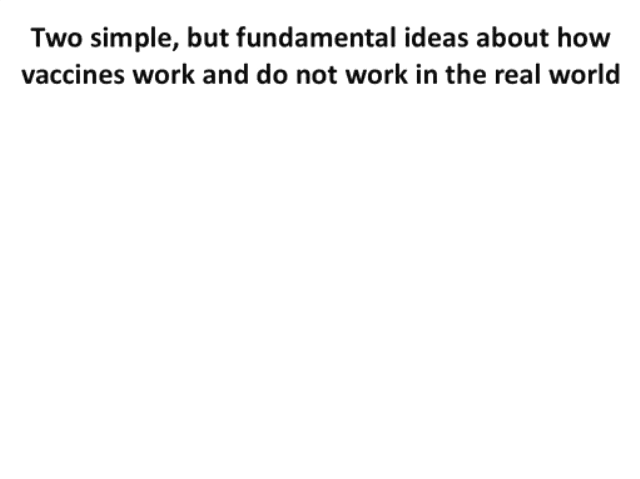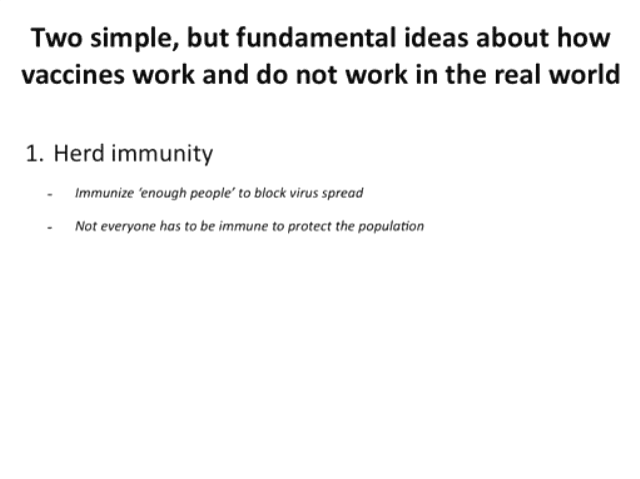So here are two ideas about how vaccines work and don't work. First is herd immunity, which is an often misunderstood concept. And all that means is that you immunize enough people to block the spread of the virus. All right? It doesn't mean that the virus is spreading to other people who are not getting immunized. It just means that you're reducing the number of susceptibles in the population to prevent the spread of the virus. So not everyone has to be immune. All right? That's what herd immunity is.